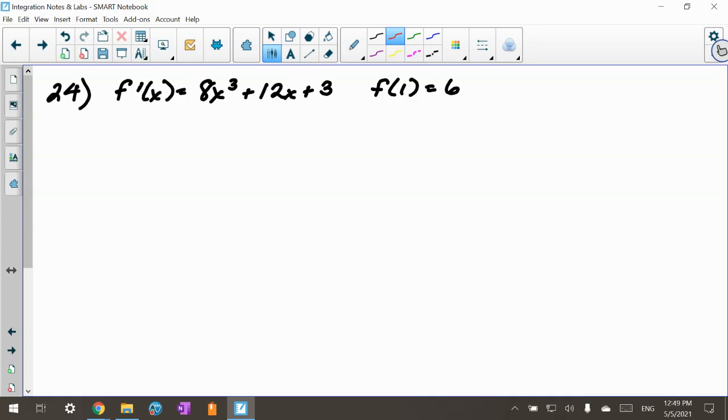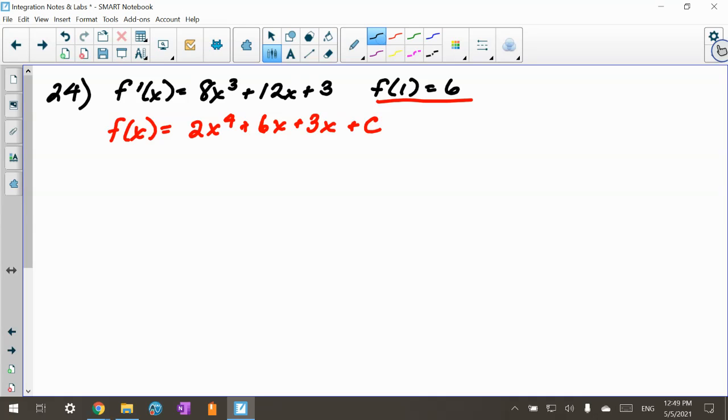And since they gave us information, we can actually figure out what our C would be. So I'm going to do f of x. It's all set up. So these are all power functions. So I can actually go through and say, okay, I'm going to add 1, multiply by 1/4. So I get 2x to the 4th. Add 1, multiply by 1/2. And 3x plus c. And that's all we could do if they didn't tell us this information here.